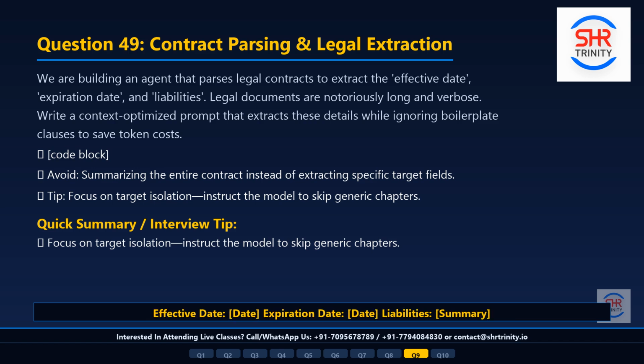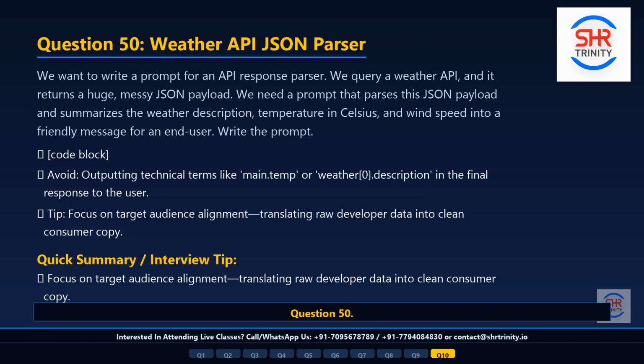Question 50. We want to write a prompt for an API response parser. We query a weather API, and it returns a huge, messy JSON payload. We need a prompt that parses this JSON payload and summarizes the weather description, temperature in Celsius, and wind speed into a friendly message for an end user. Write the prompt. System prompt: You are a friendly weather reporter.